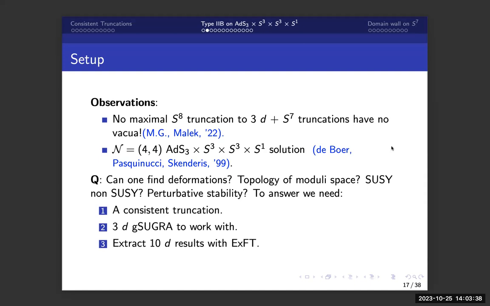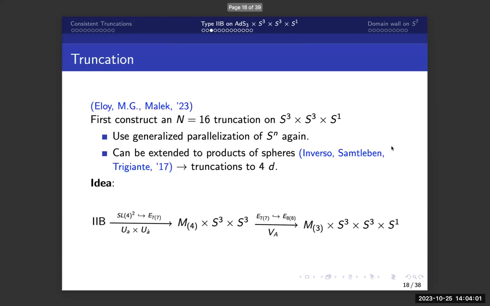And so to do it, it goes in 3 steps. The first is to construct the truncation. The truncation gives you a 3D theory, which you can study, and it's much simpler than type 2B supergravity. You can find solutions there and study them, and then you can use exceptional field theory to uplift the results to 10 dimensions. Okay, so first I'll discuss how the truncation is built.